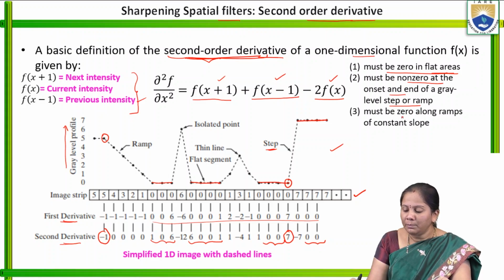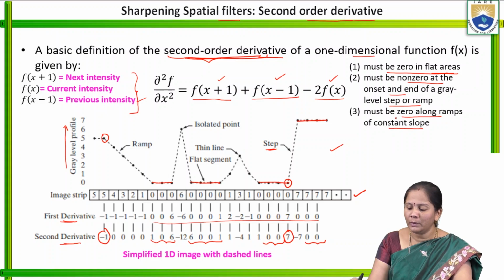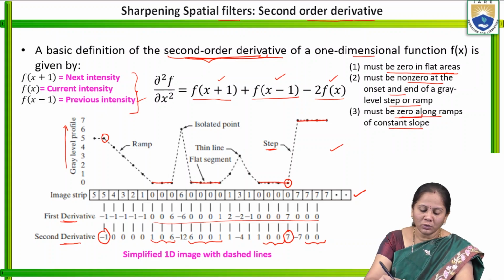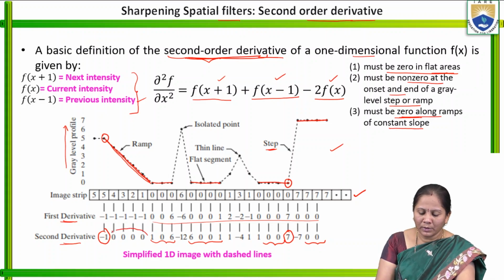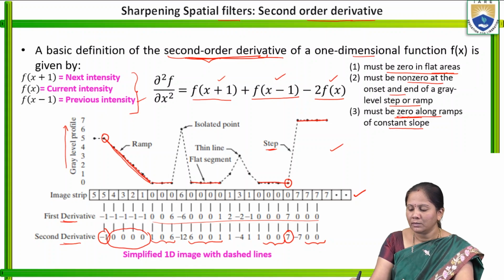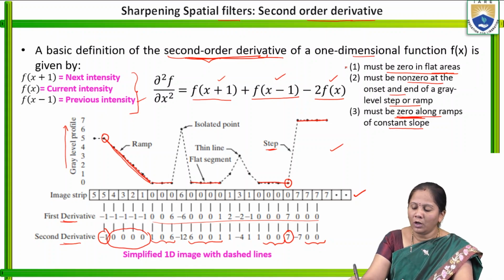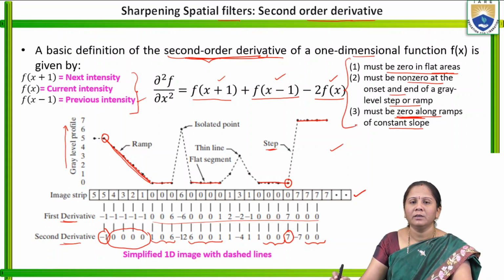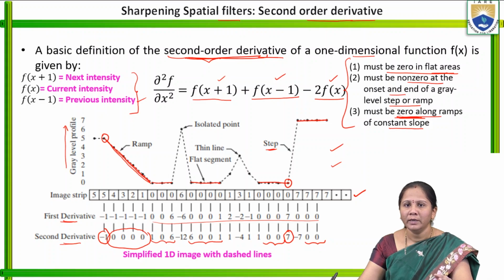Next, the third point: it must be 0 along the ramp of constant slope. So it must be 0. This is the ramp, and this is the area throughout the ramp. In this area, the values will be 0. So all these are the important points we have observed from this one-dimensional image after applying the first order and second order derivatives.